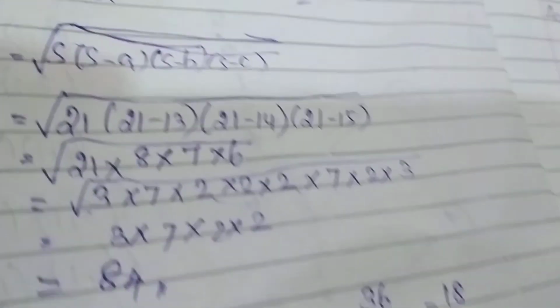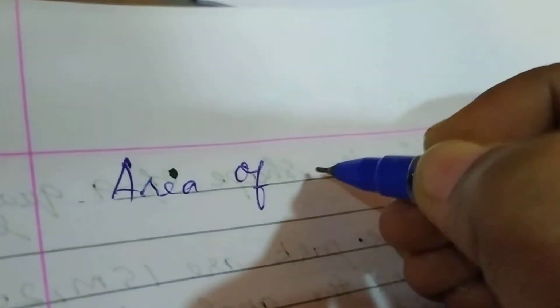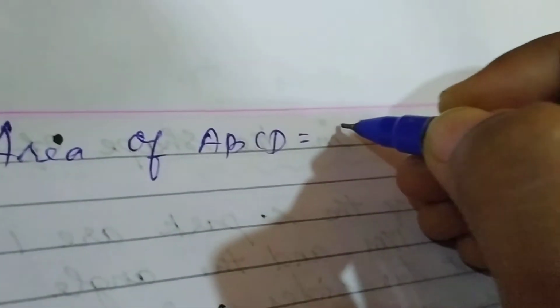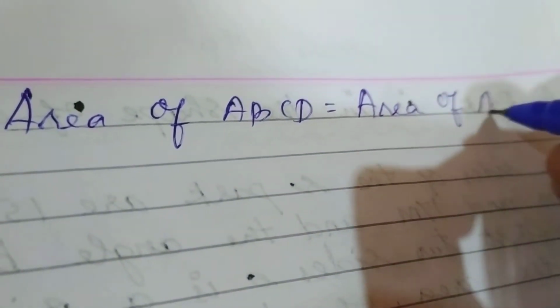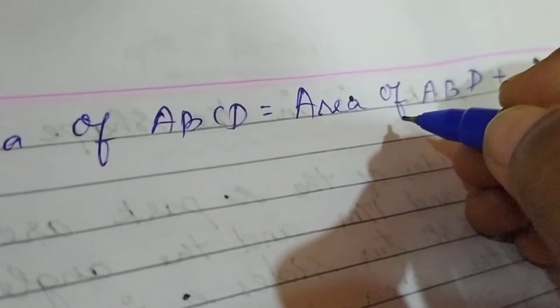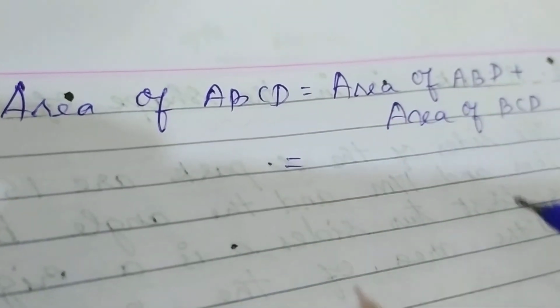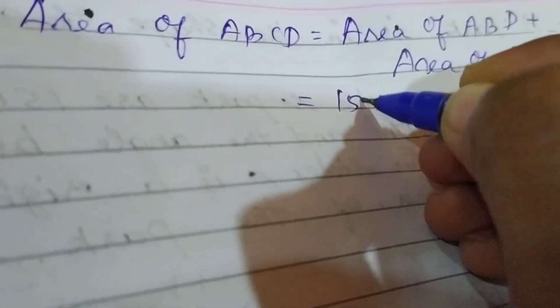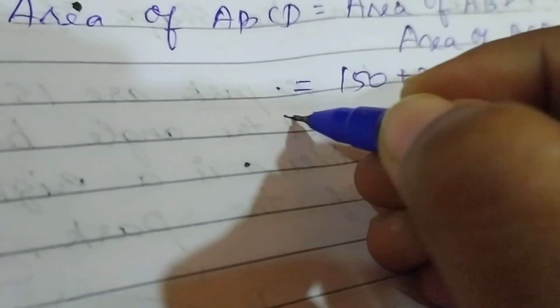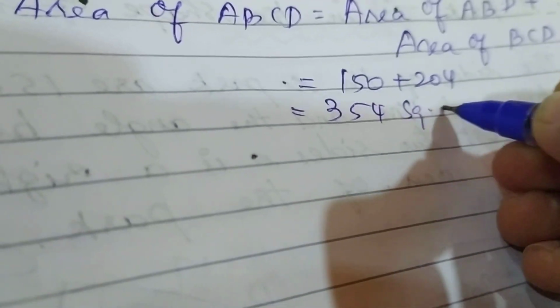So area of ABCD is equal to area of ABD plus area of BCD. So 150 plus 204 is equal to 354 square centimeter. Okay, thank you.